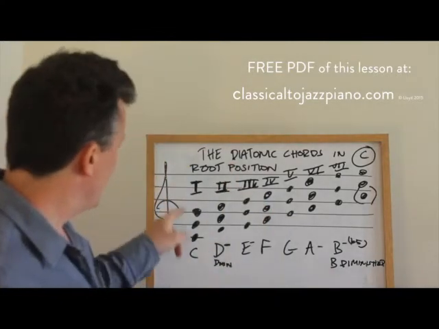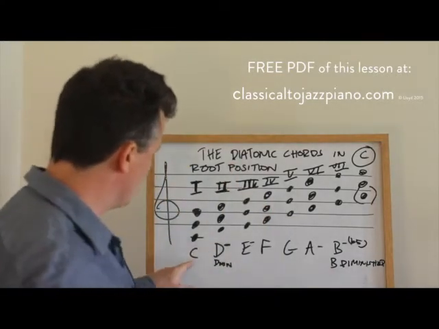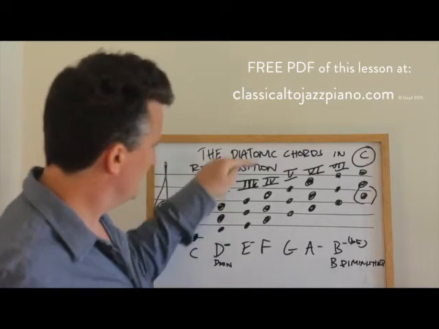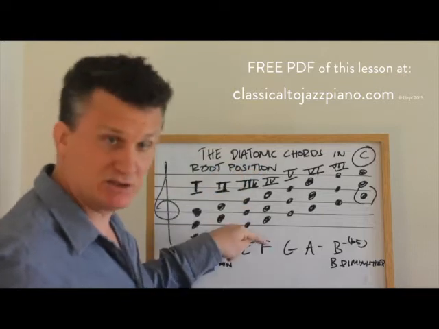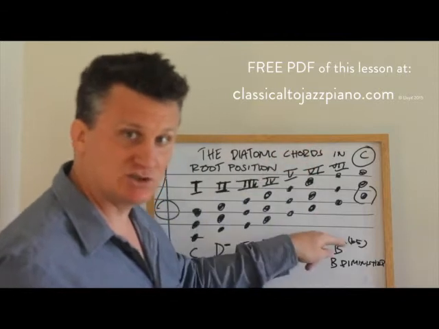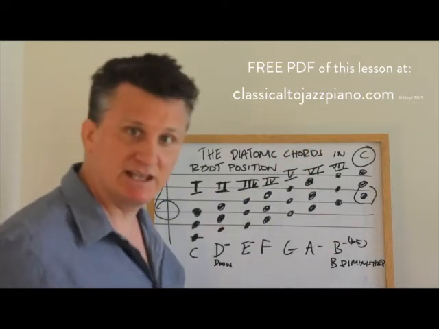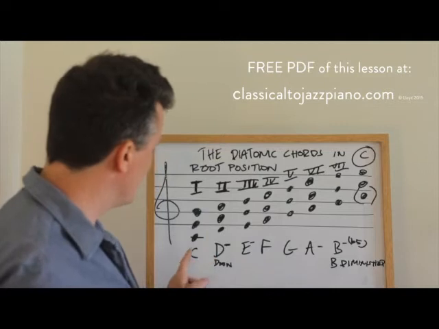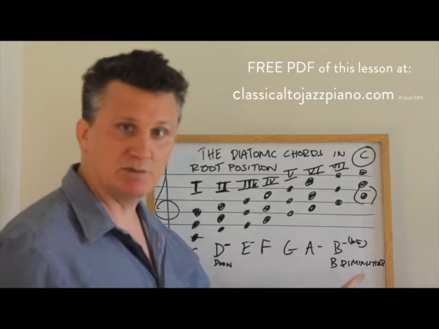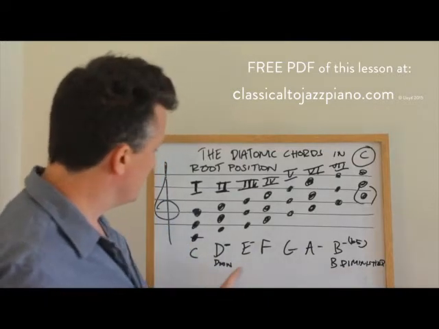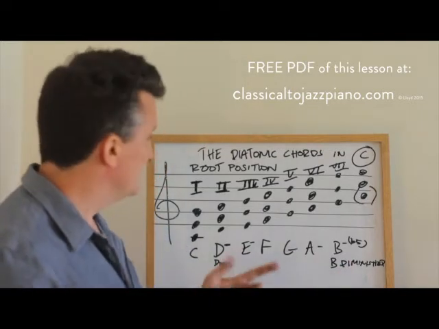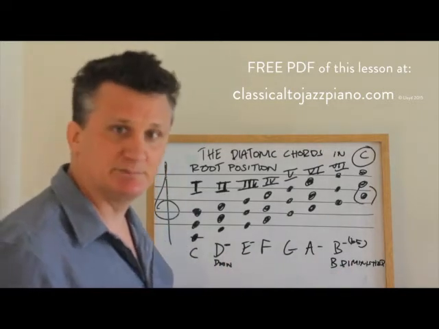A really good thing to remember is that 1 is major, 2 is minor, 3 is minor, 4 is major, 5 is major, 6 is minor, 7 is diminished. It happens in every key later on. So it's a really handy thing to remember: major, minor, minor, major, major, minor, diminished, because it helps you move into the other keys later.